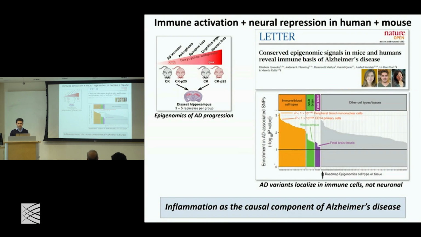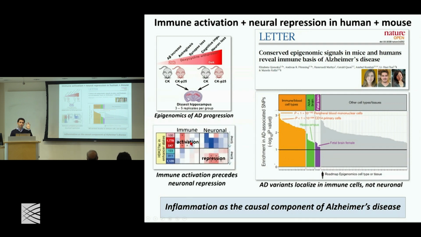To look at that more directly, we collaborated with Li-Hui Tsai from the Picower Institute to look at the epigenomic changes that are happening in the brain of a mouse. Mice are much more generous with their brains than humans, and therefore we can look at early progression of Alzheimer's and also late progression of Alzheimer's. And what we found is that there is an activation of immune processes and a repression of neuronal processes during the progression of Alzheimer's.